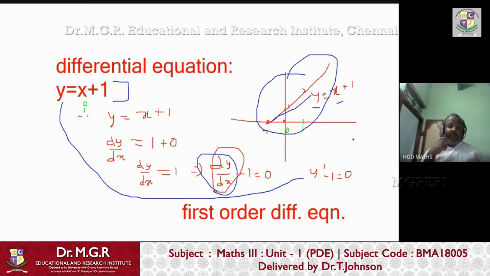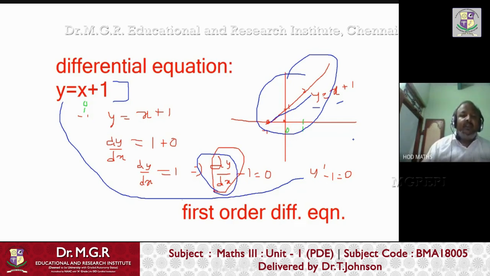And if you differentiate the dependent variable with respect to the independent variable, you will get the rate of change of the dependent variable: how the y value changes according to the change in the value of x. And there are some physical meanings also.